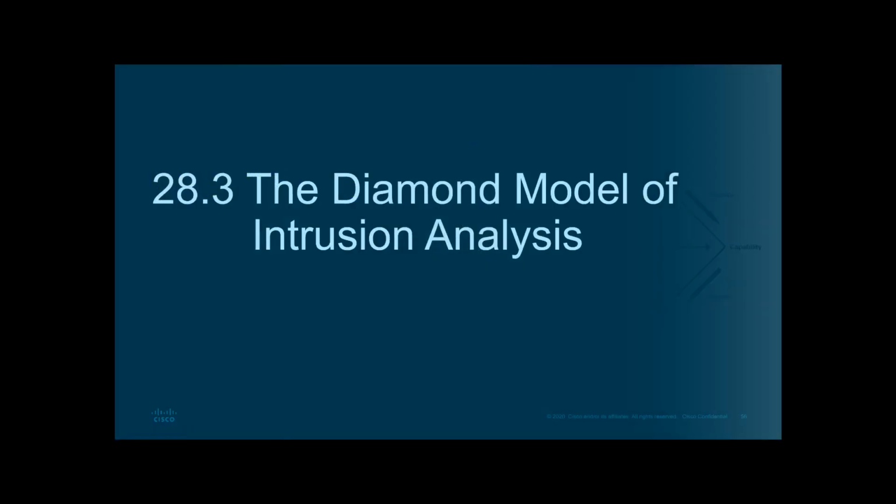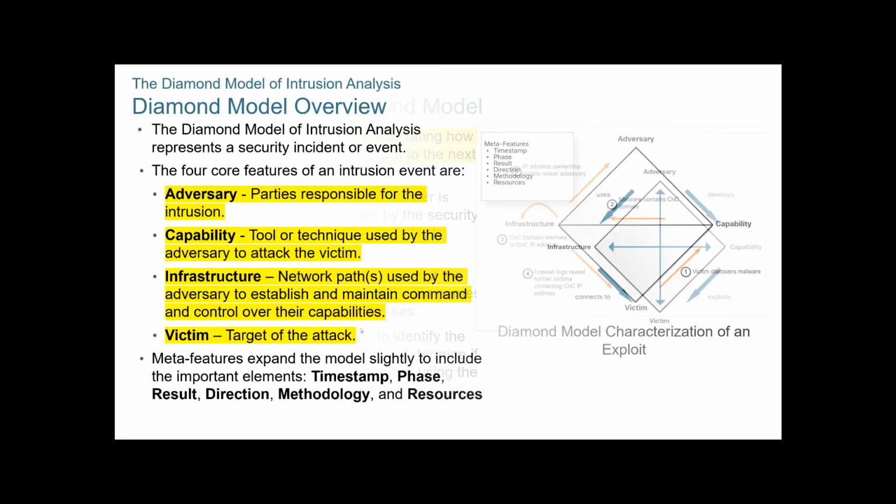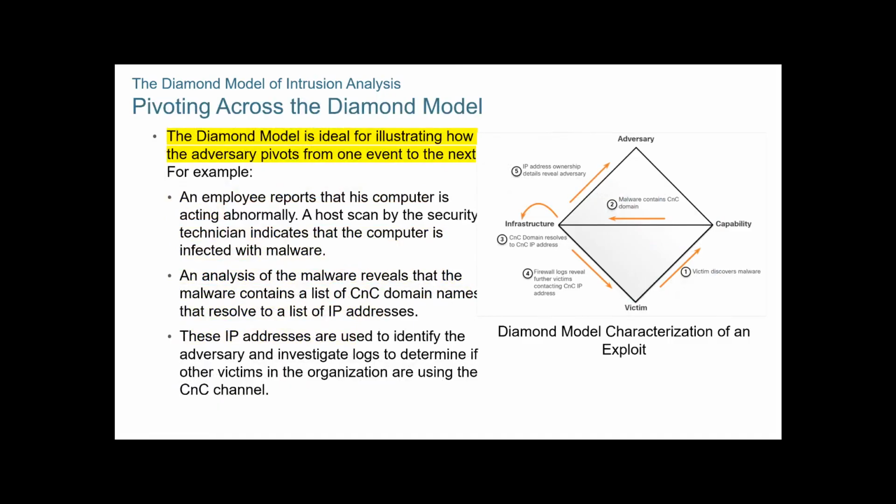Then the diamond model of intrusion analysis is a little bit different. It's a security incident that's already taken place, and you'll need to know these terms because they're on the cybersecurity operations certification. There's a lot of this stuff that we covered tonight that is on the certification test. Adversary is just the party responsible for the intrusion. Capability is the tool or technique that they use. The infrastructure is the network path they used. And then the victim is the target. So the diamond model can illustrate how the adversary pivots from one event to the next.